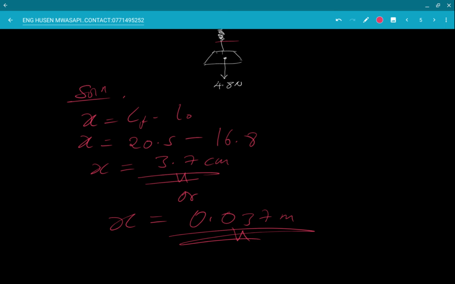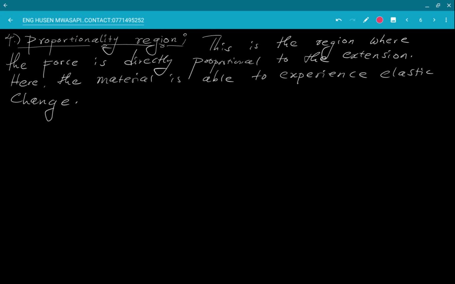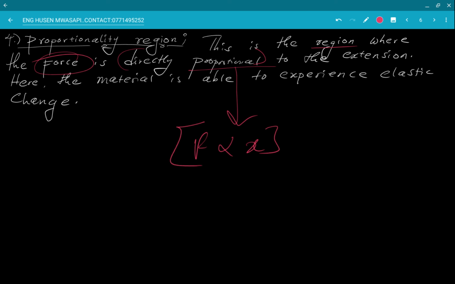Alright, let's now move on to a different terminology now that we have understood what extension is. This terminology is what we call the proportionality region. Now, this is simply just a region where the force is directly proportional to the extension. Okay, I hope we understand what it means to be directly what? Proportional. Okay, if the force increases, even the extension what? Increases, because we're saying that the force is directly proportional to the what? Extension of the material. So when the force is directly proportional to the extension of the material, then that is what we call the what? Proportionality region.